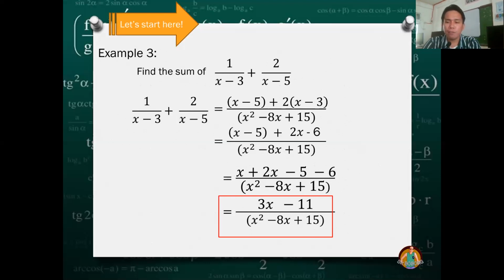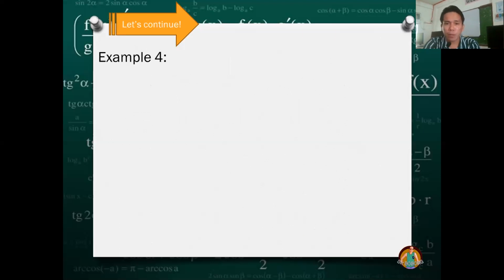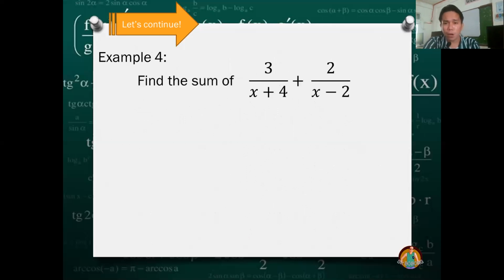I will give you example number 4. Pero this time, i-share ko sa inyo yung parang mas madali siyang way. So for example, find the sum of 3 over x plus 4 and 2 over x minus 2.